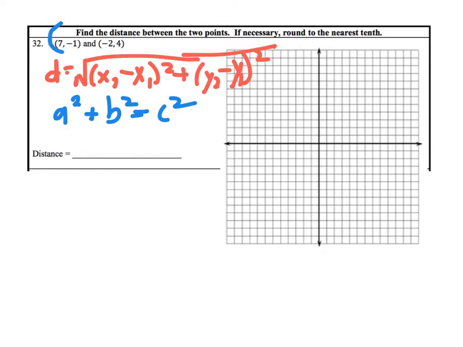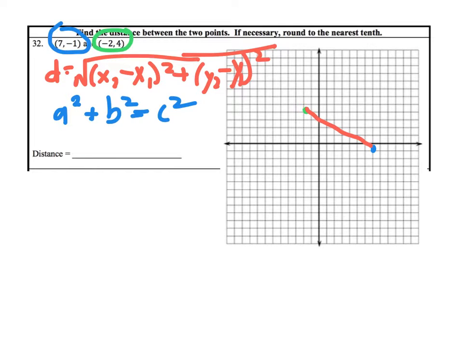My first point here is 7, negative 1. So I'm going to go over positive 7. 1, 2, 3, 4, 5, 6, 7. We go down 1. It should be right about there. My next point is negative 2, 4. So I'm going to go over negative 2 to the left, 1, 2, and up 1, 2, 3, 4, and put a point there.